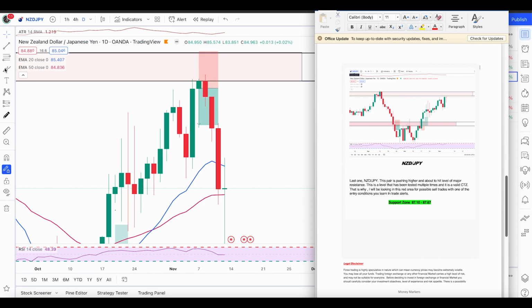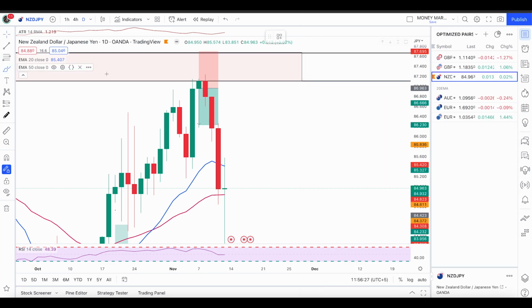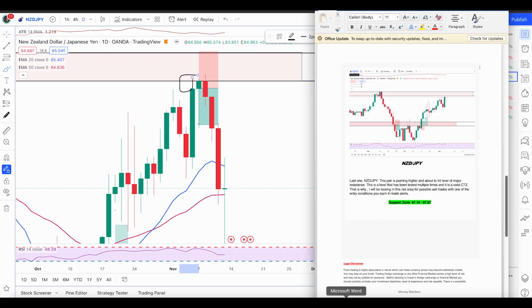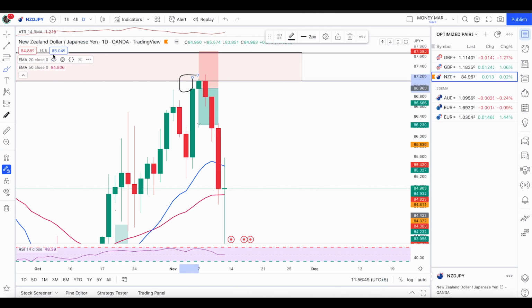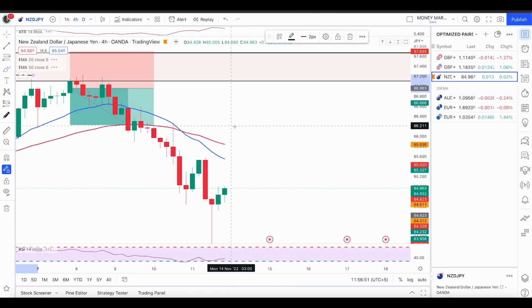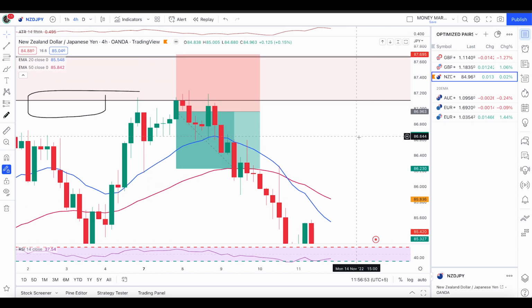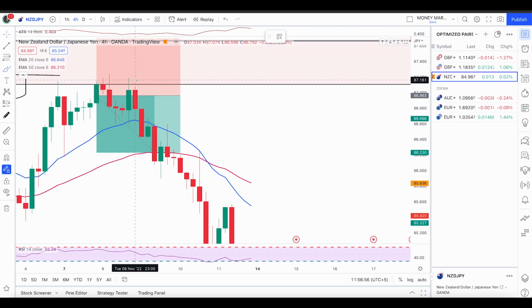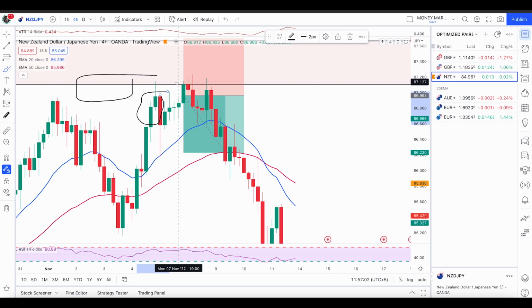Right here, right in front of you, I sent this zone to my members when the price was hitting the zone, and I've already told them to be prepared for an entry once we get an entry condition. As you can see right here, the price was here, the New Zealand Japanese yen, and after that I quickly sent them an entry. We got an entry on the 4-hour time frame. As you can see right here, we got our entry condition right here, but we got a better price to enter here. That's why we entered here.